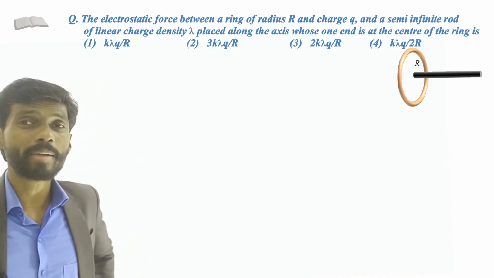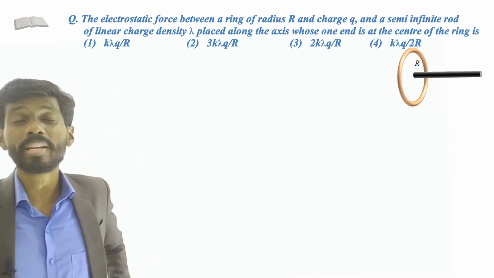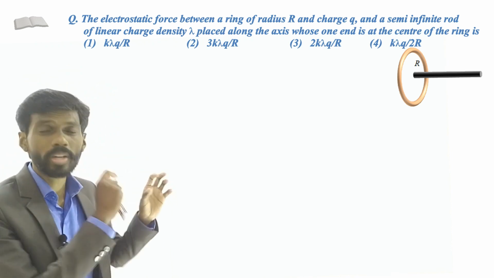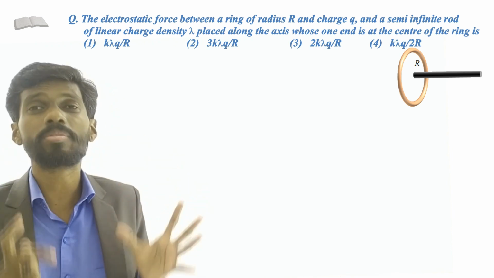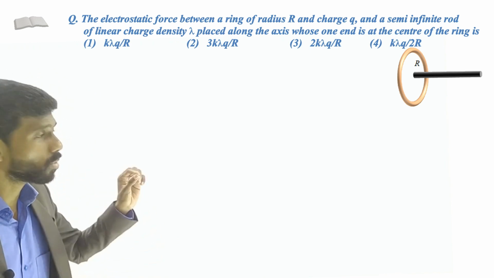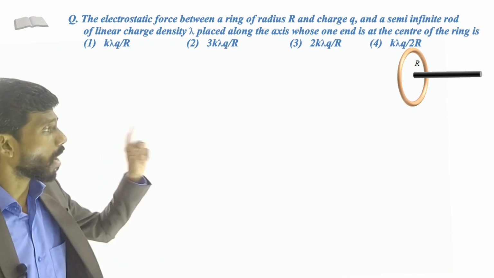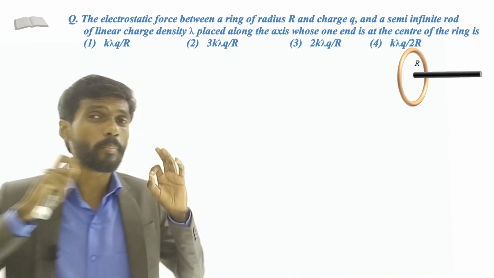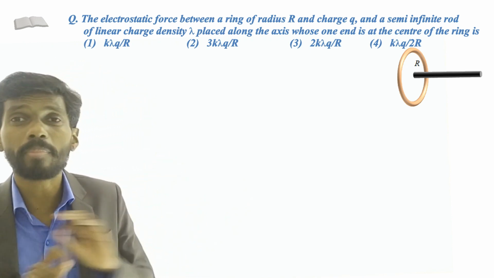Do these two objects look like point charges to you? See, Coulomb's law works only between point charges. The charges Q1 and Q2 are so small that the geometry of these objects can be ignored. But these two objects are not point charges. One is a ring, the other one is a rod. They are not point charges. Coulomb's law cannot be applied here.